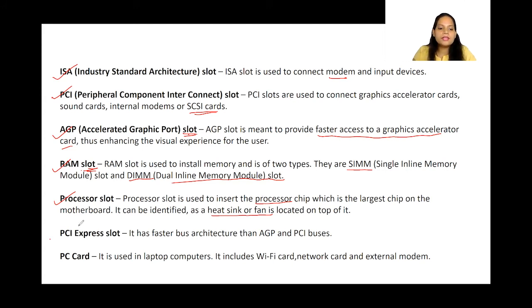Next one is the PCI Express slot. It has a faster bus architecture than AGP and PCI buses. The architecture of this slot is faster than your AGP and PCI. Then we have the PC card. It is used in laptop computers. It includes Wi-Fi card, network card, and external modem.